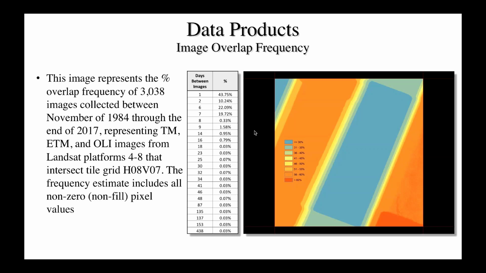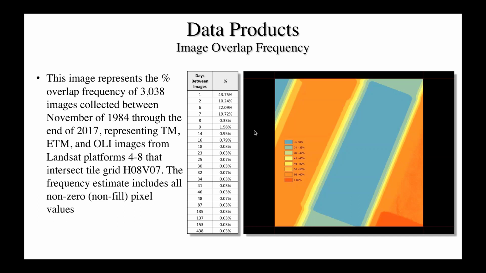the orange areas are about 50 to 60% overlap. So 50 or 60% of those 3,000 images had valid data along these areas here too, along these orange areas. And of course, the blue areas are where the overlap doesn't exist. Those are just individual images.